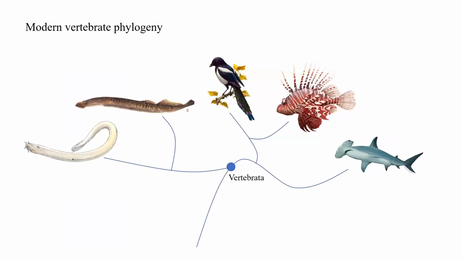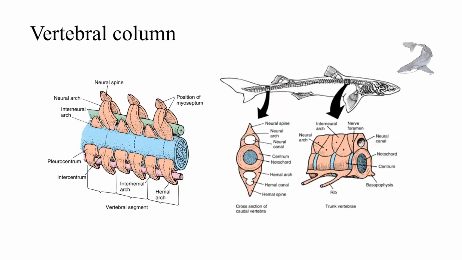Okay, now let's get into our vertebrate evolution, our vertebrate situation happening. So here is our modern vertebrate phylogeny, Vertebrata, a monophyletic clade of animals that absolutely have backbones. There are three characters that unite all living vertebrates and all fossil vertebrates. I'm guessing some of these won't be a surprise.